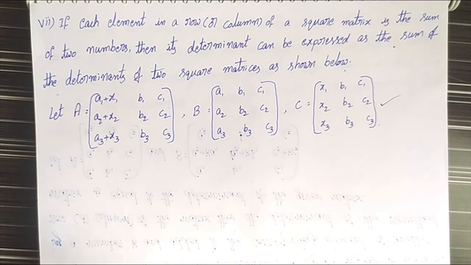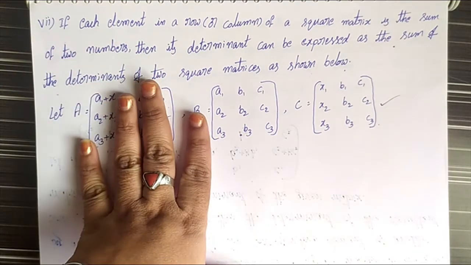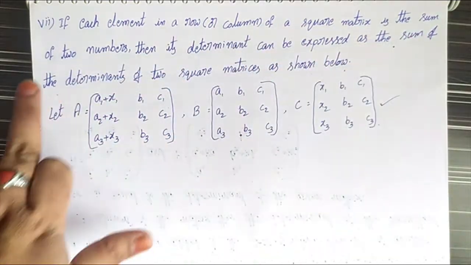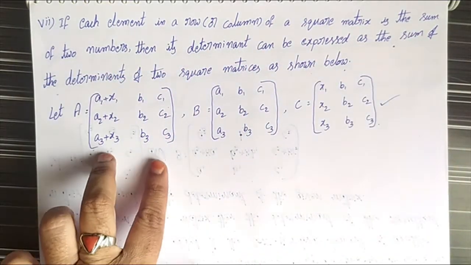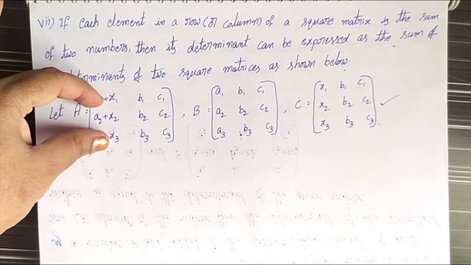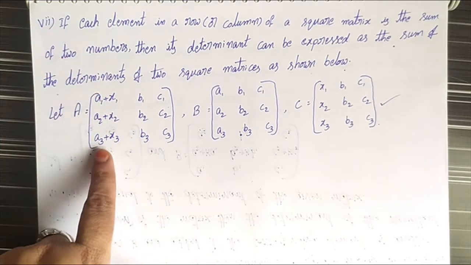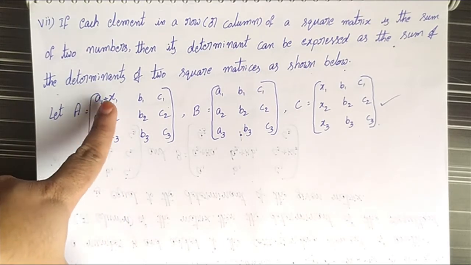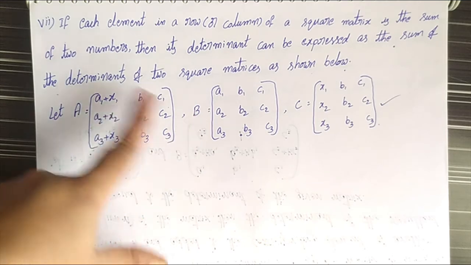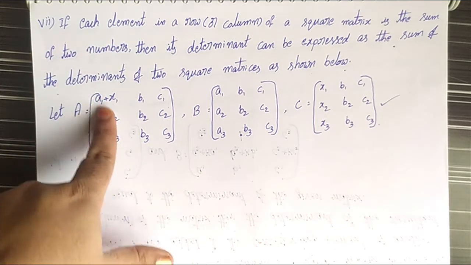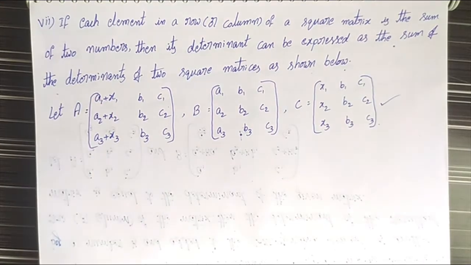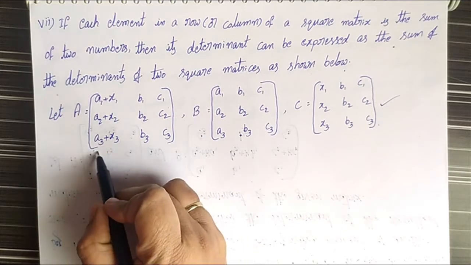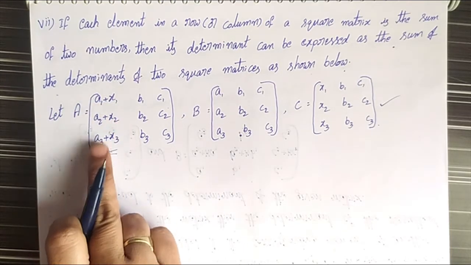This is the property. In this property, we say that if each element in a row or column of a square matrix is the sum of two numbers. In a matrix, each element in a row or a column, in this example we take a column, each element can be written as a sum of two numbers.